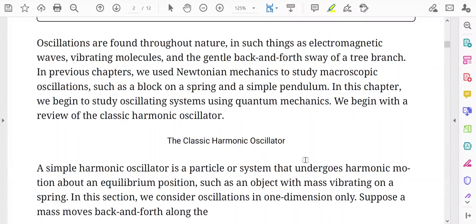In general, oscillations are found throughout nature. For example, in the case of electromagnetic waves, vibrating molecules, and so on. So, in different cases, we observe some types of oscillations.